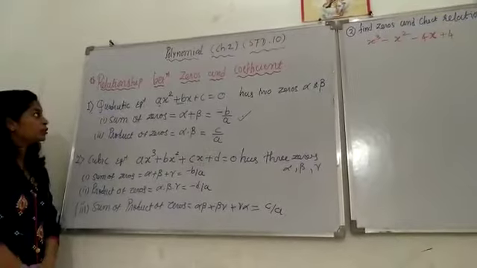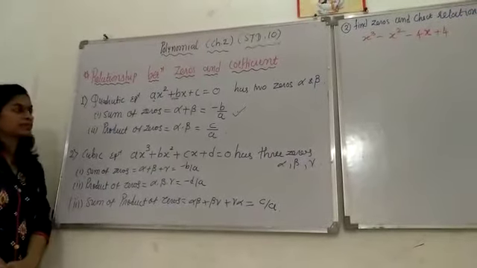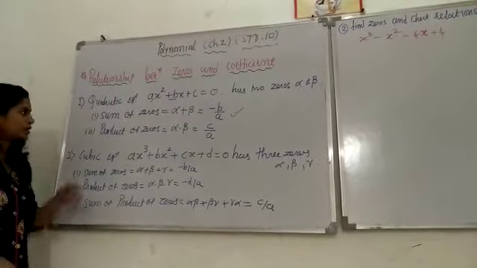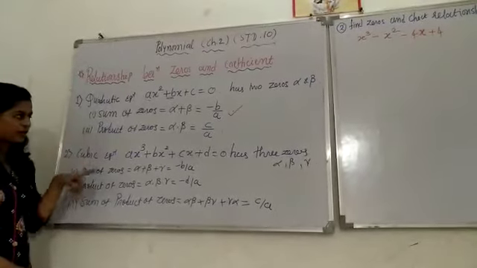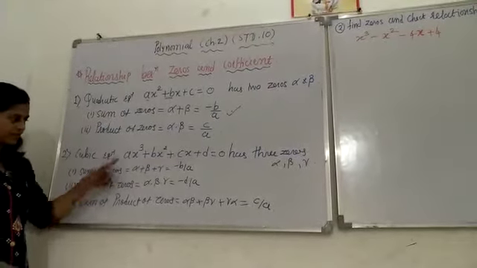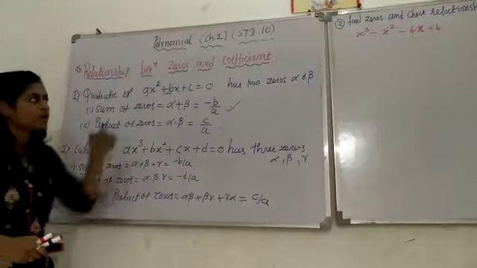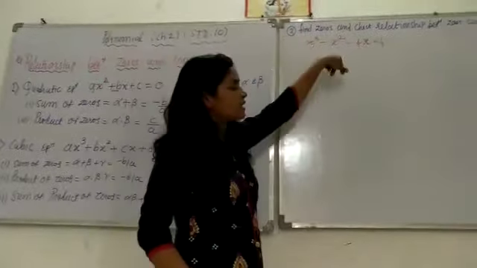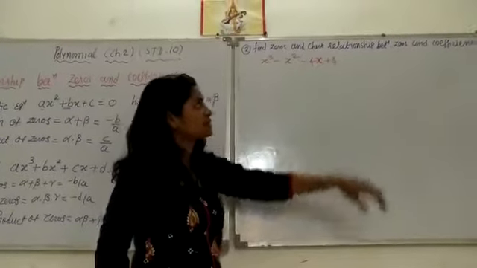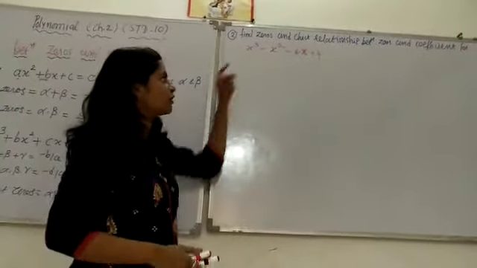Today I take the continuing topic, the relationship between zeros and coefficients. We already did it for a quadratic, now we do it for a cubic, and consider this example for better understanding of the relationship between zeros and coefficients. What is your question? Find zeros and check the relationship between zeros and coefficients for the given polynomial.